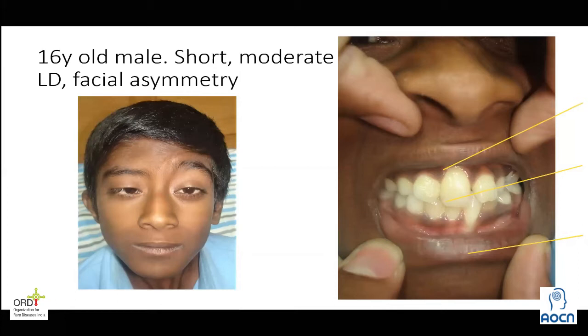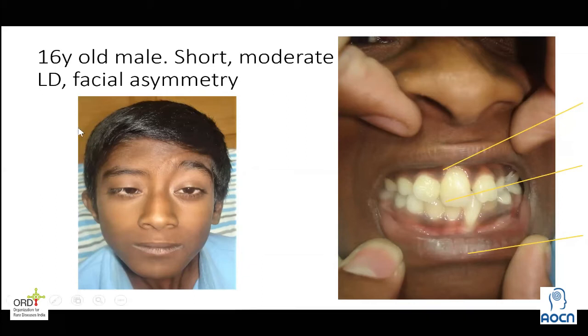Talking about teeth, this was a boy. I come across this sometimes, not as commonly. A 16-year-old male who had been brought because he was the shortest person in his family. He had 3 strapping tall sisters, and he had moderate learning difficulty. He was still managing in mainstream school, but not very well.